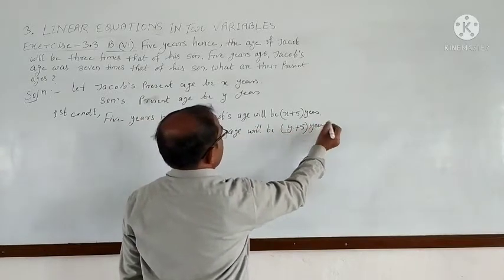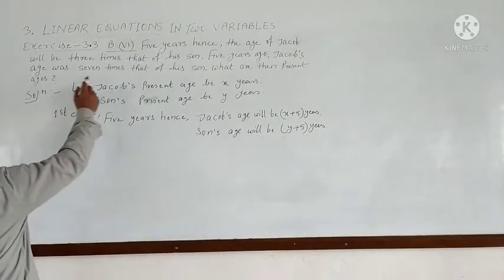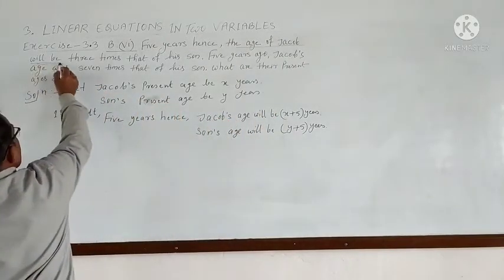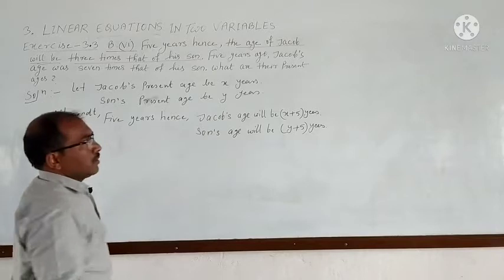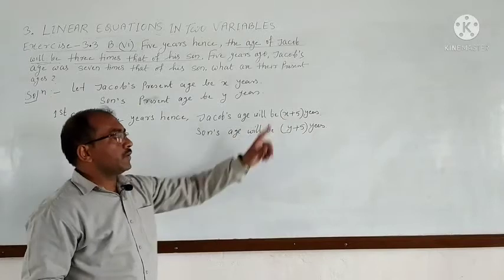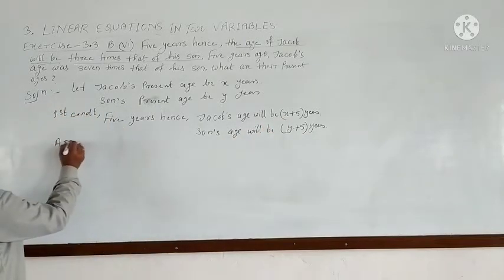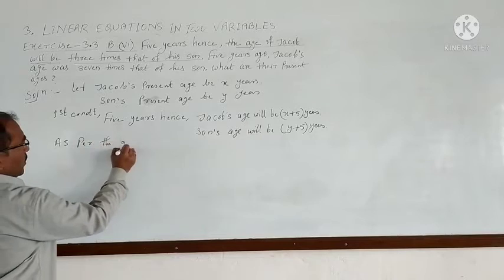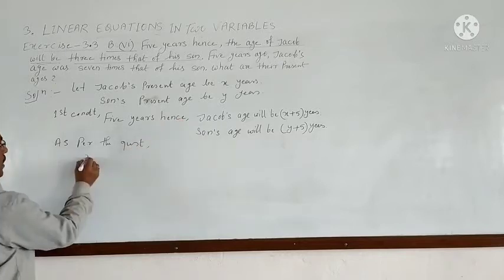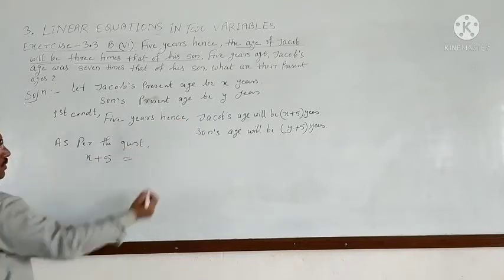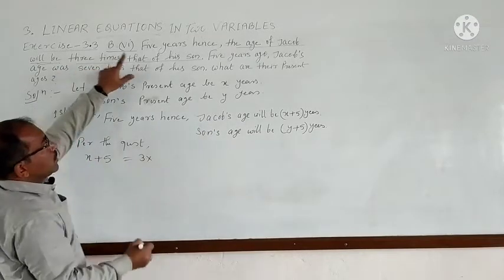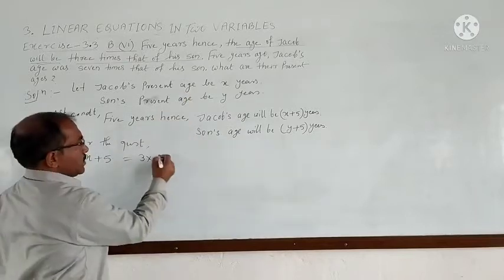But these two ages are in relation. What is the relation? The age of Jacob will be 3 times that of his son. So let us go, first part, the age of Jacob. What is the age of Jacob? x plus 5. So as per the question, Jacob's age, x plus 5, will be equal to 3 times that of his son, and the son's age is y plus 5.